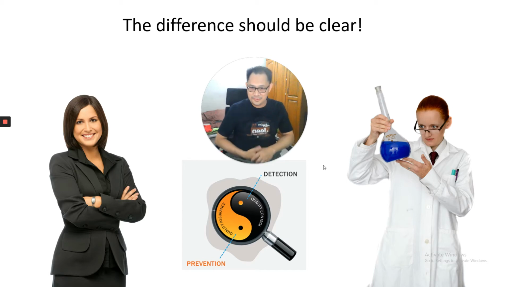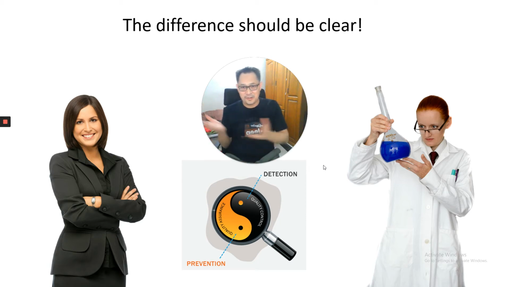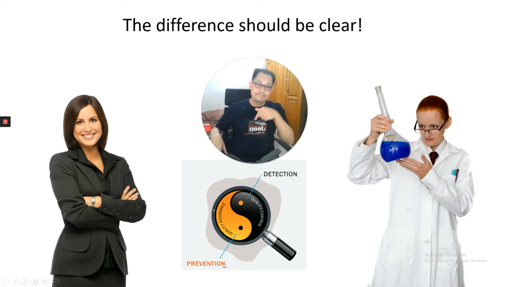Quality assurance of food. By now it should be clear: is this quality assurance, or is this quality assurance? It should be clear that the difference is in the way we do our work. One is about prevention, another is about detection.